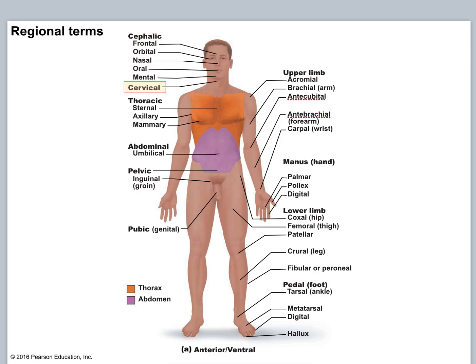The cervical has to do with the neck. The thoracic is the mid portion of the thorax. So it's basically the portion of the body between the shoulder blades and down to the abdomen. There's the sternal region, which is the breastbone area. The axillary region, which is the armpit. The mammillary region, which is around the nipple area.